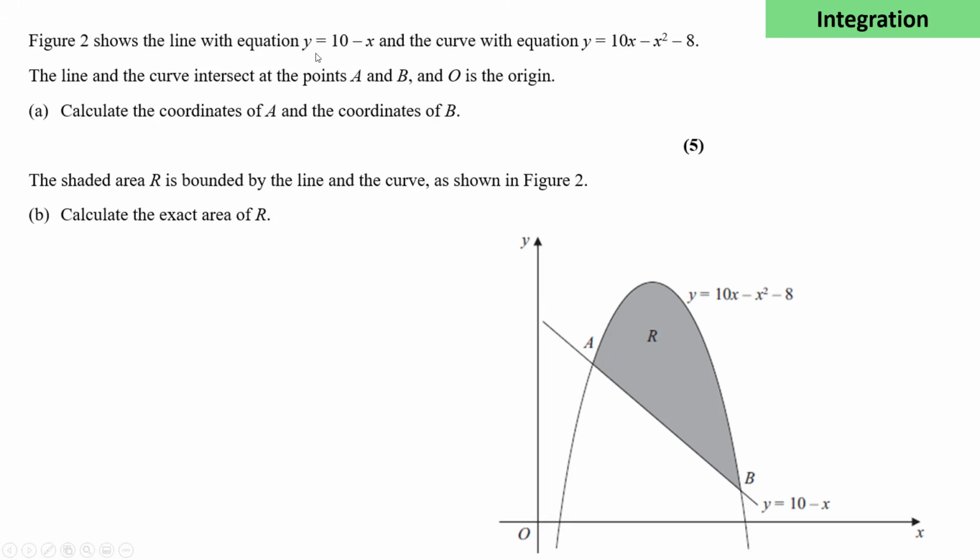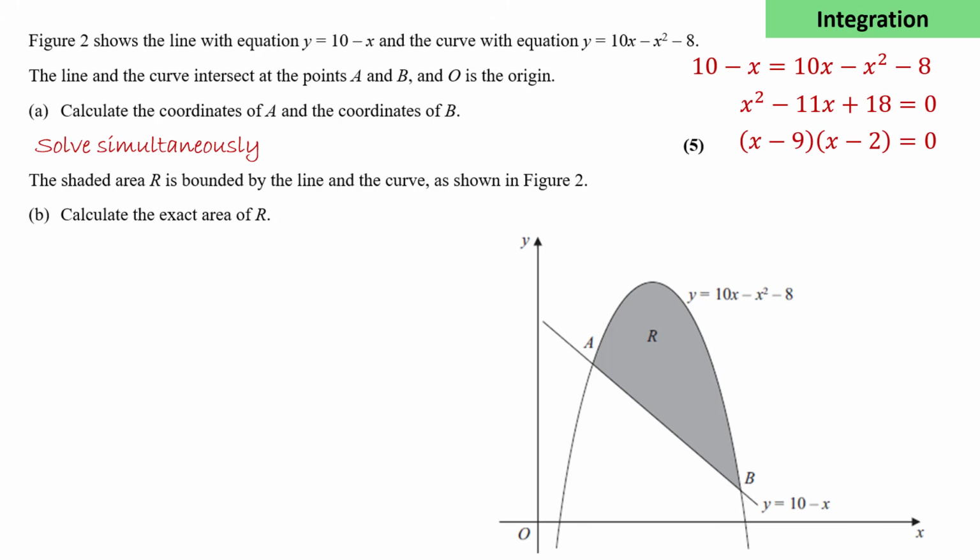We're told that the line y equals 10 minus x and the curve with the equation y equals 10x minus x squared minus 8 intersect at 2 points A and B. First, we have to calculate the coordinates of A and B, which is a simultaneous one linear, one quadratic. So we eliminate y, we get a quadratic, we factorize it, we get the x coordinates of the 2 points, we substitute in the linear equation, and we get the y coordinates of the 2 points.